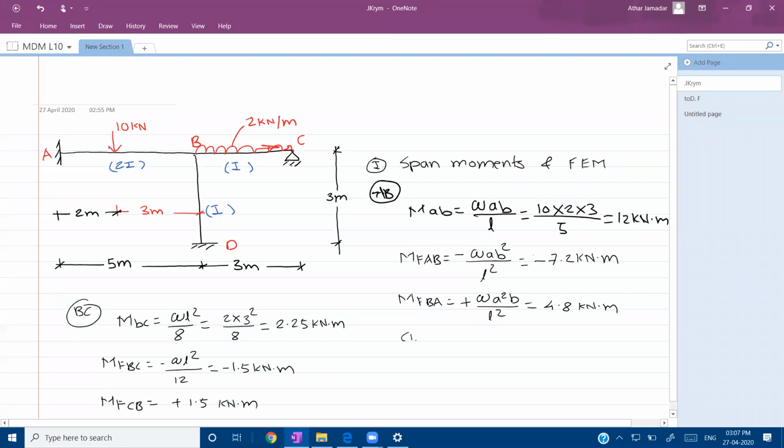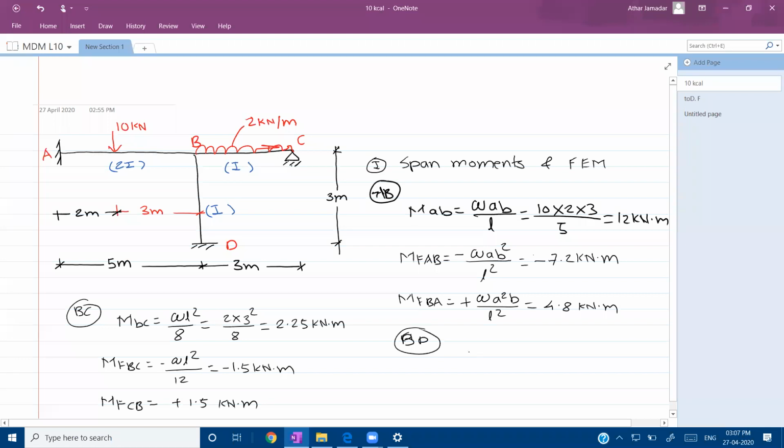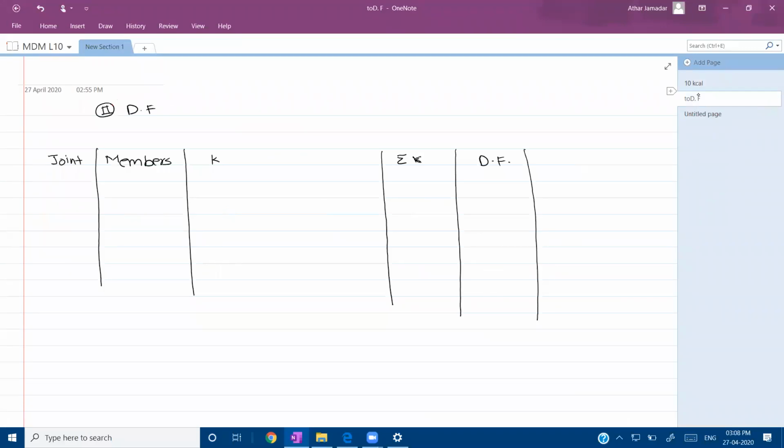Now for span BD, as BD is not carrying any type of load, MBD, that is span moment BD, is going to be 0, and similarly MFBD is equal to MFDB is equal to 0. Why? Because this BD column is not carrying any type of load. Now next is calculation of distribution factor.